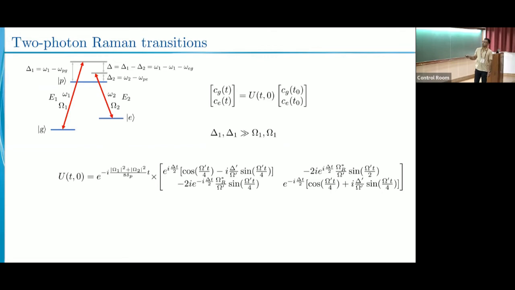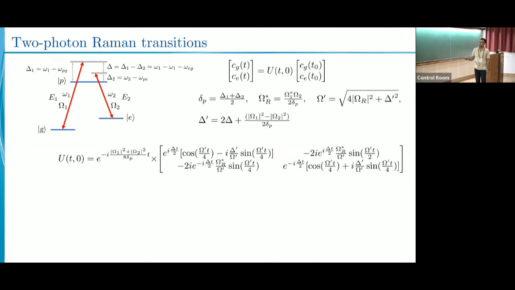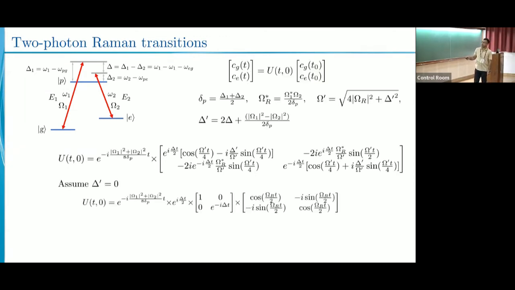Type of mistake. This should be much, much greater than omega one and omega two. Then we can eliminate this third equation. We'll end up again with this unitary matrix. And this unitary matrix, as I was discussing just now, when we take this condition, this rotation matrix comes. So by just taking a three-level system, I will end up with the two-level unitary matrix.